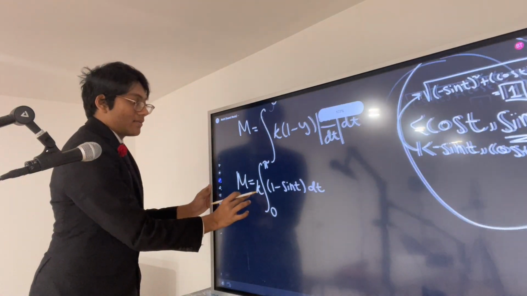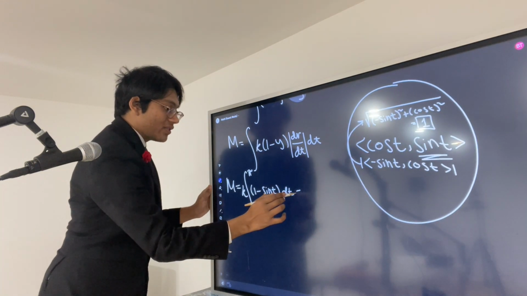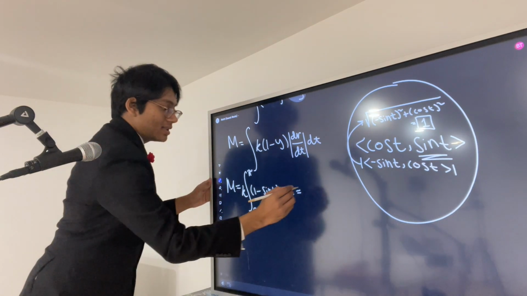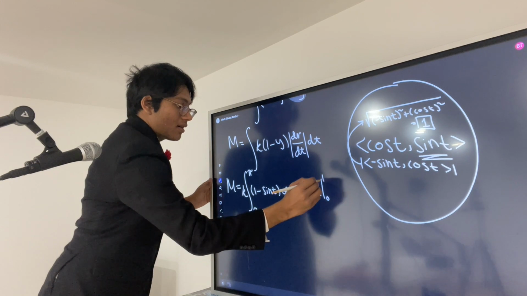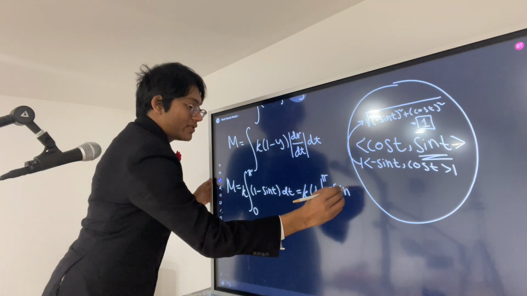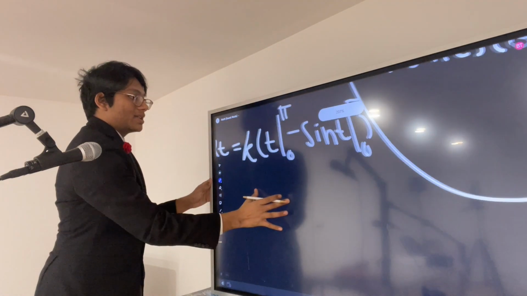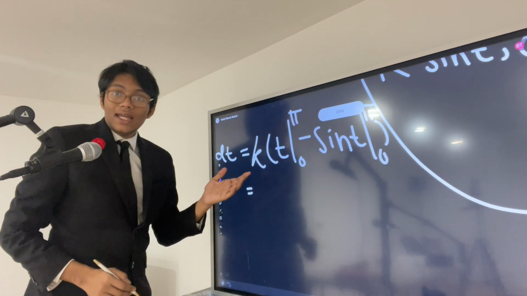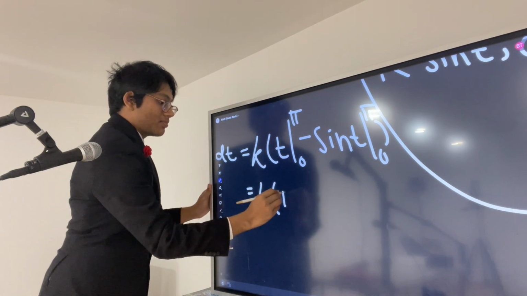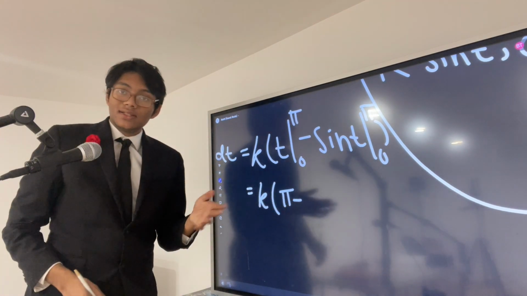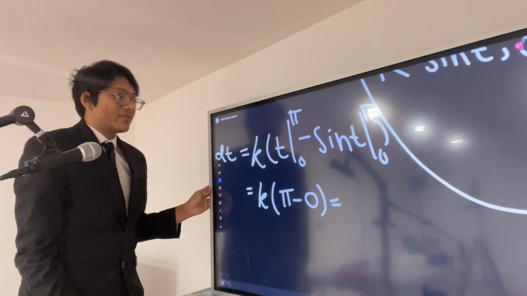Okay, so now let's go ahead and integrate this. We're going to have as follows. K is simply a constant, so we'll have k times t from 0 to pi minus sine of t from 0 to pi, and close the parentheses. So what is this going to be? Well, k is simply the constant. We'll have that on the outside. Pi minus 0 is pi, minus sine of pi minus sine of 0.